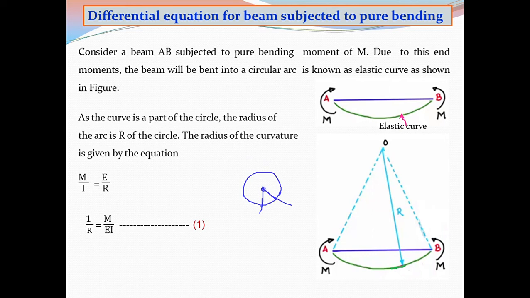So the radius of the curvature can be given by the equation M by I is equal to E by R. Already you know the bending equation, is it not? From this we can write M by I is equal to E by R. So this can be modified as 1 by R is equal to M by EI. So E comes to this side, and we can write it as 1 by R is equal to M by EI. This is equation number 1, right?